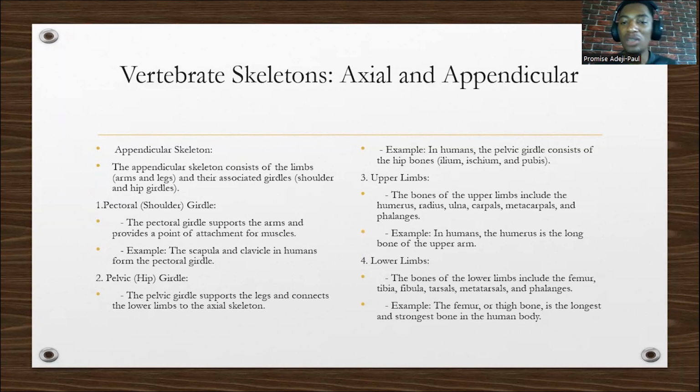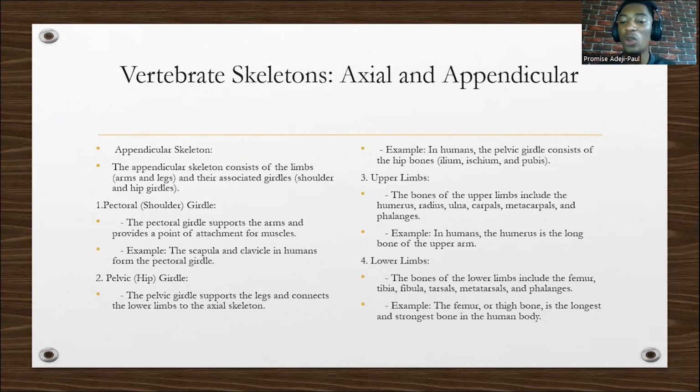For the upper limb, those are the bones: humerus, radius, ulna, we have carpal bones, metacarpal bones, and phalanges. Those are the bones in your upper limbs. In humans, the humerus is the long bone of the upper arm. Take note of that.